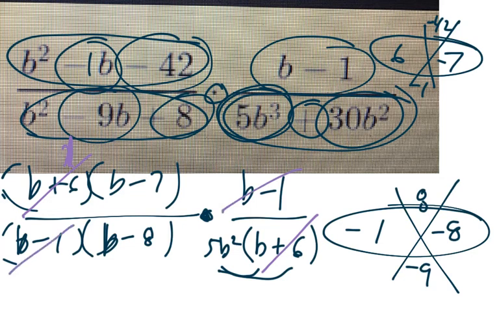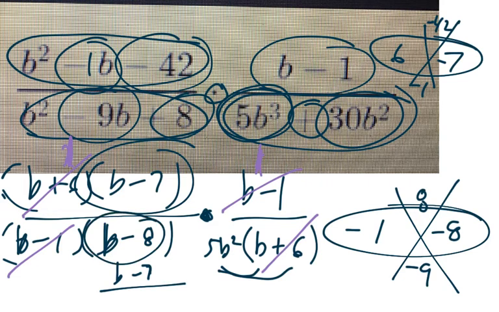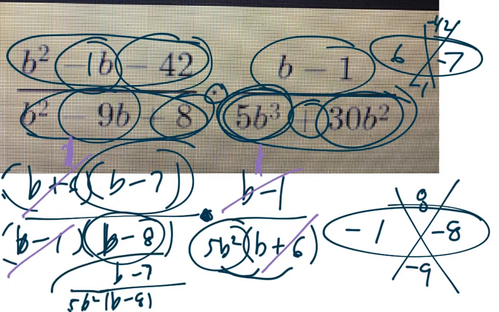b minus 1 divided by b minus 1 is 1. And that's it. In the numerator, I have b minus 7. I'm dividing by b minus 8 times 5b squared, which I'll throw in front. But that's all you could do on that one right there, guys. It's b minus 7 over 5b squared times b minus 8. And normally you won't have to distribute that 5b squared. Leave it factored.